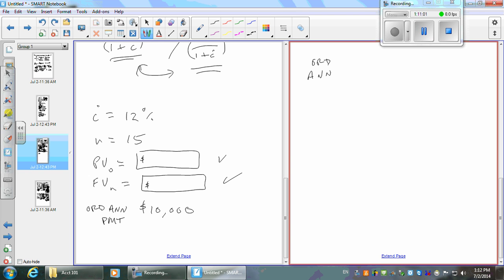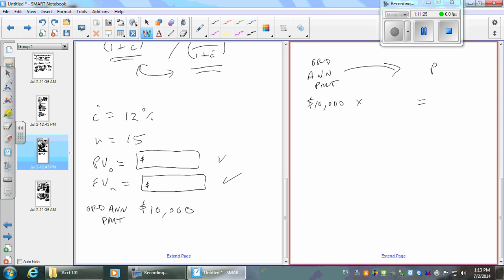It's an ordinary annuity payment. You took the ordinary annuity payment and made it a figure on it. Yeah, I didn't use the payment. Okay, use the formula. Yeah, that's equal to the same. Okay, very good.